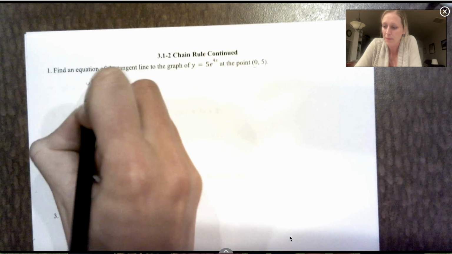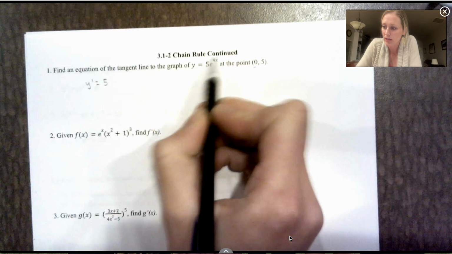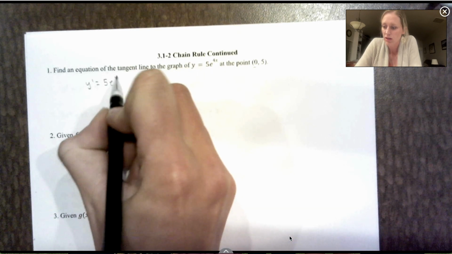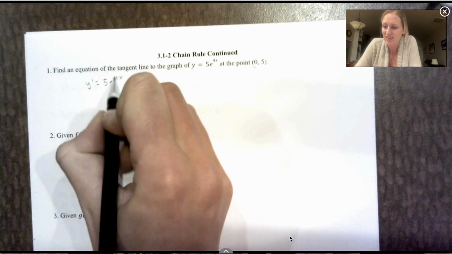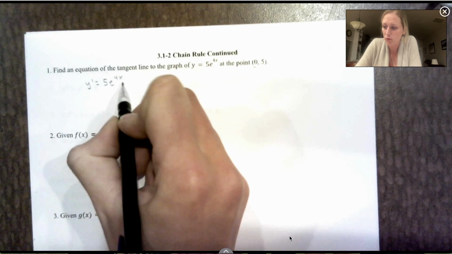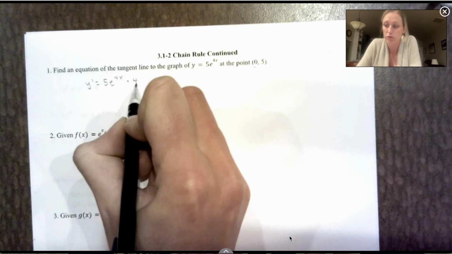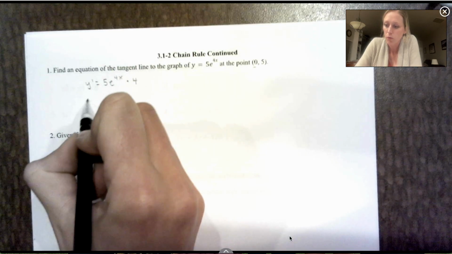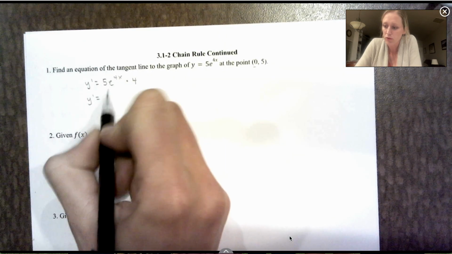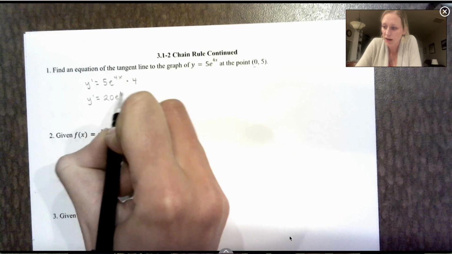So y prime is equal to the constant multiple, e to the 4x, right? E to anything is the same, but then this is my inner function, the 4x, so I'm going to multiply by the derivative of 4x, which is just 4. So y prime is equal to 20 e to the 4x.